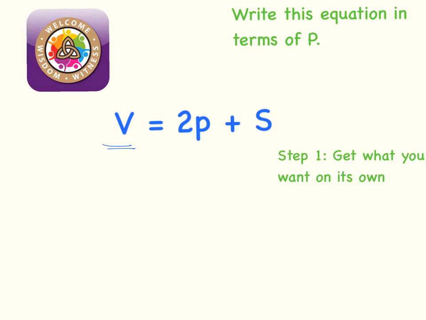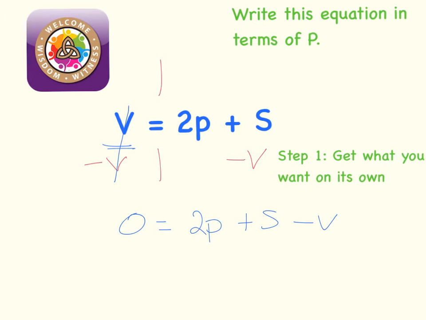First things first, I don't want this V here. So in order to get rid of this V, I'm going to balance it by subtracting a V on this side. But remember, this is your equal sign, so it divides your equation in 2. If I minus a V on this side, I must also minus a V on the other side. So currently now I have my V and my minus V, they cancel, and I now have 0 equals 2P plus S minus V.